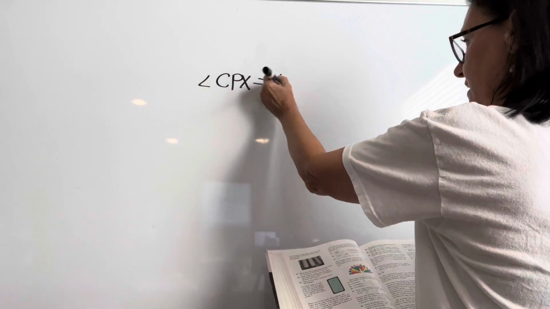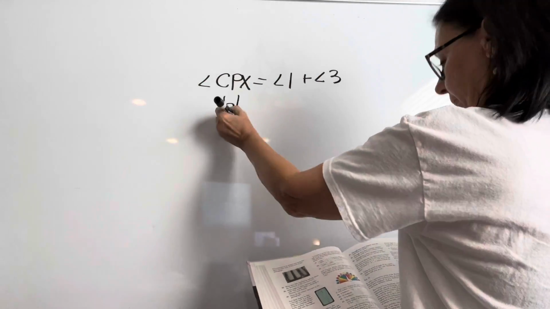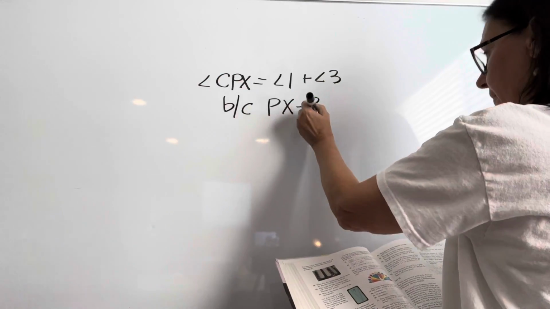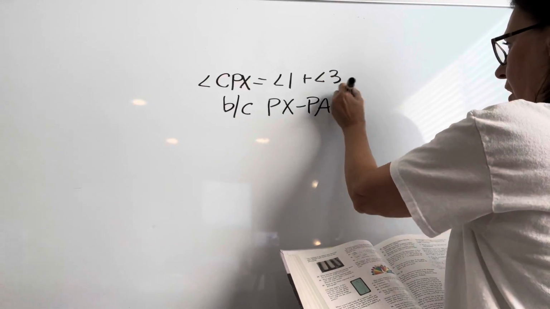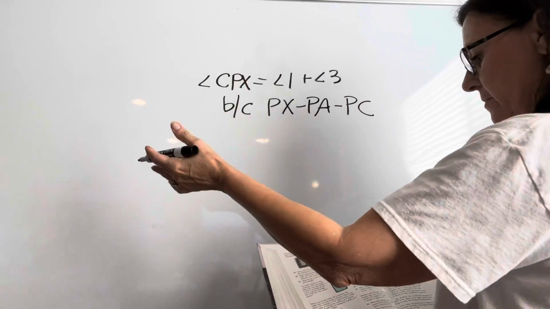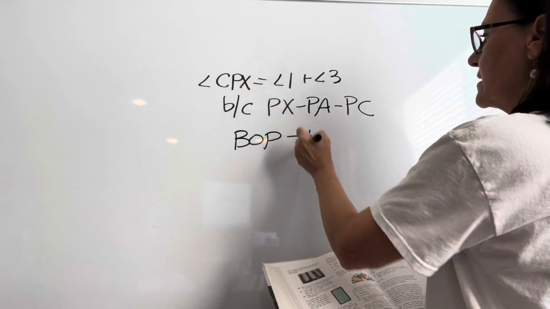CPX equals the sum of angle 1 plus angle 3. Why? Because those rays are right next to each other. And of course, DPY is the same. It's betweenness of points theorem.